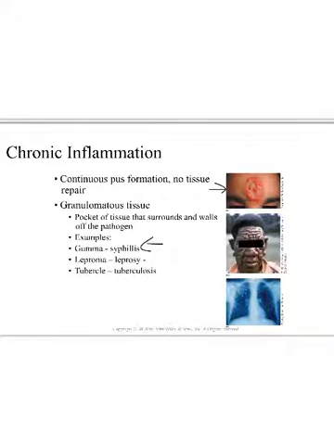Leprosy, you have lepromas. Those are the lumps from leprosy. And in tuberculosis, you get tubercles in the lungs. These are calcified and they're walled off. So the pathogen is in those wounds or in those lumps.